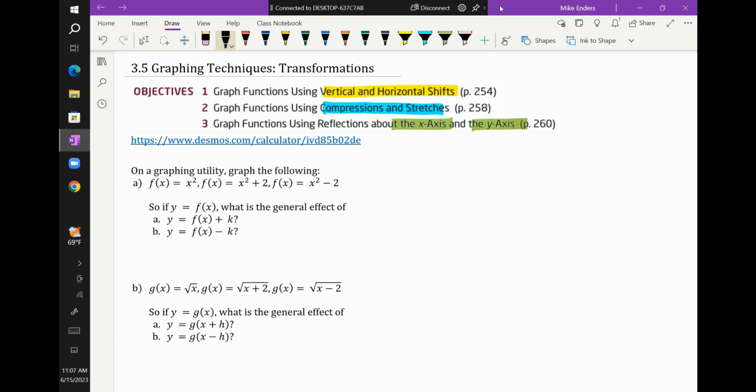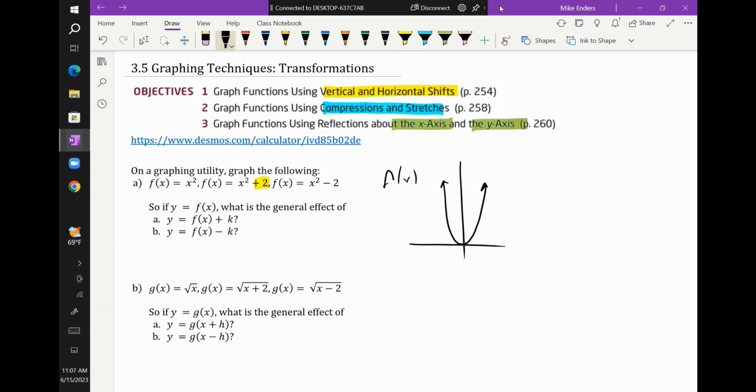Letter A: graph f of x is x squared, f of x is x squared plus 2, and f of x is x squared minus 2. Overall, if we take a look at the graph of f of x, we already know from the parent function, or the library of functions, it should look something like this. So now the question becomes, what happens when I put this plus 2 at the end?